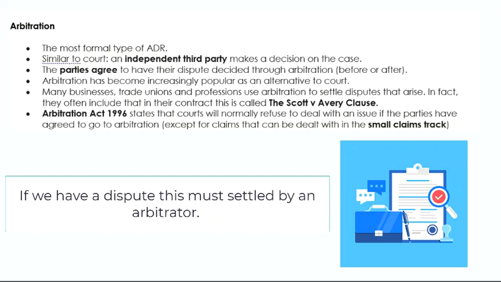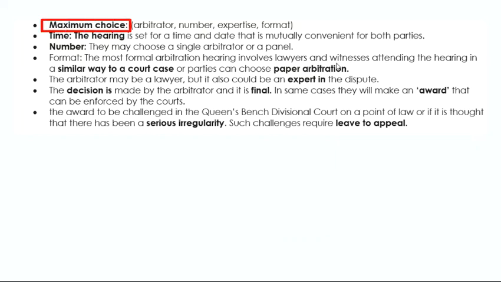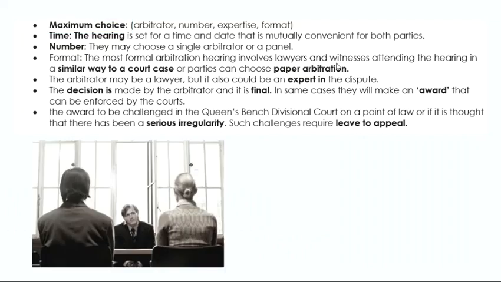And you might be wondering, why would parties do that? Well, arbitration has a number of advantages, and one of the main advantages is that it gives parties maximum choice. They can choose a number of things that they wouldn't necessarily be able to choose through the court system. So they can choose their arbitrator, they can choose how many arbitrators listen to the dispute, they can choose whether the arbitrator is a lawyer or an expert in the subject, they can even choose the format the arbitration takes place. So let's look at some of the options that parties have.